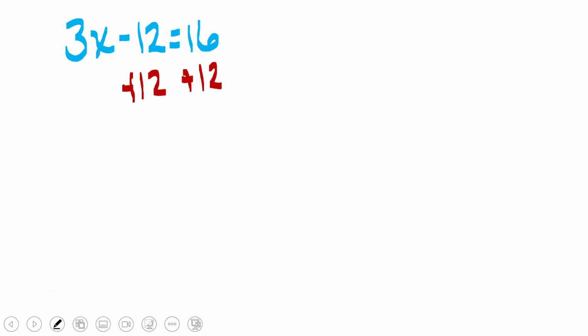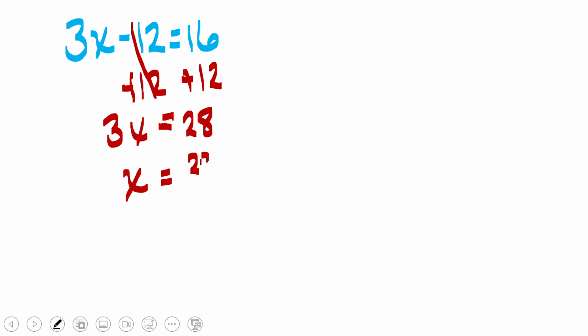Okay, so 3x minus 12 equals 16. We're going to solve that by saying plus 12 plus 12, and we're going to get 3x equals 28. X equals 28 thirds. This is a possible solution.